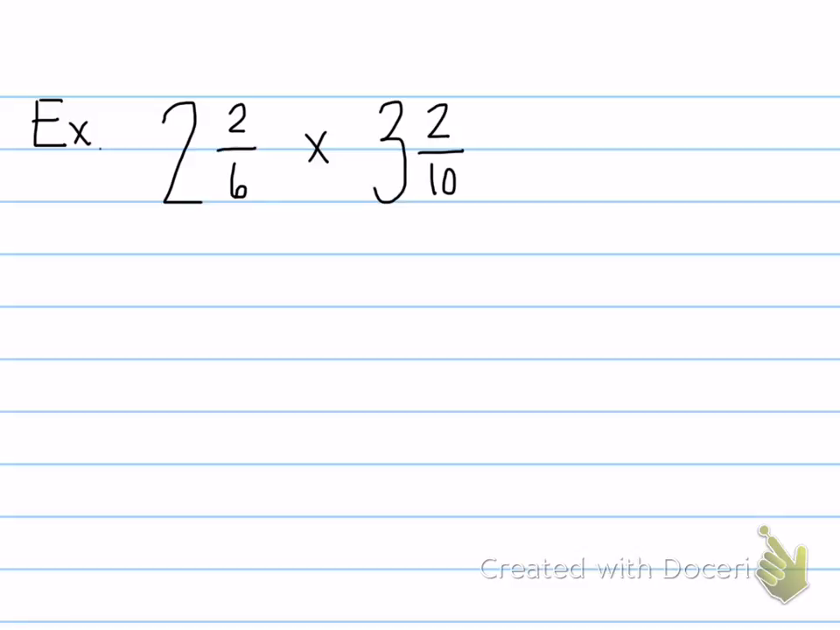So what that means is when you have mixed numbers, you can't multiply them that way. You have to change them to improper fractions so there's no whole number in the front. So let's remind ourselves how to do that.